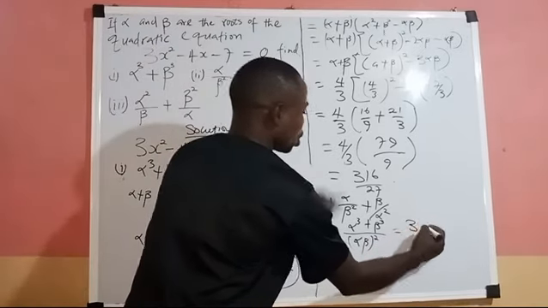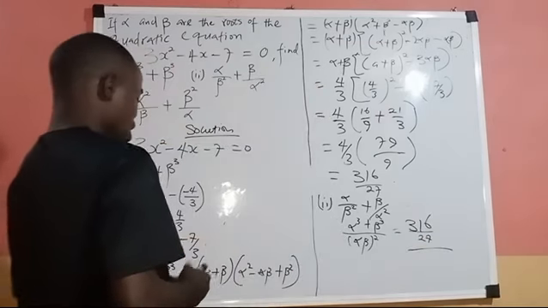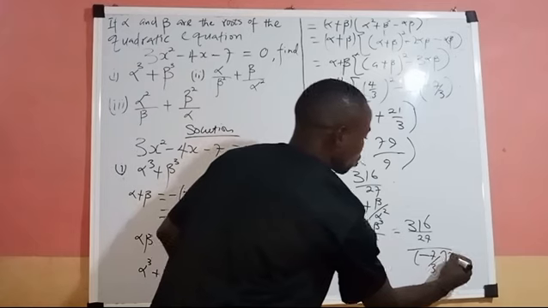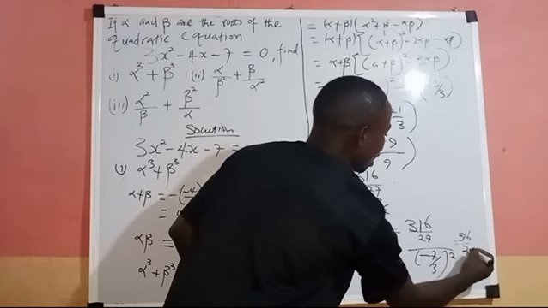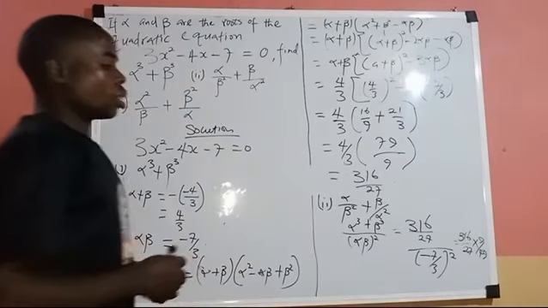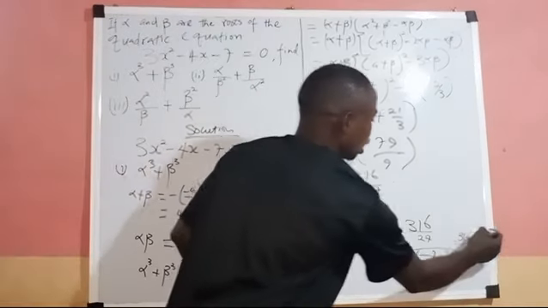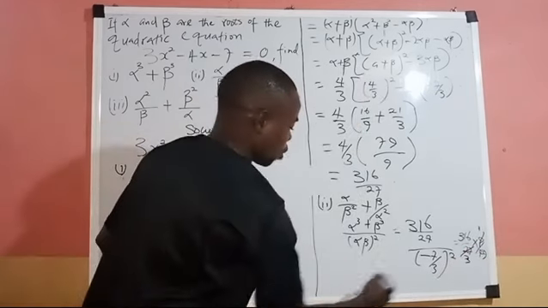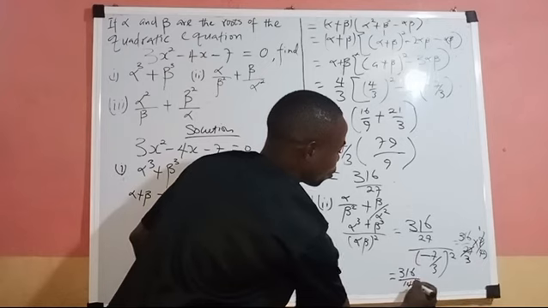So we'll just write this 316 over 27, and then divided by alpha times beta, which is minus 7 over 3. But in this case, it is having a square, so we'll put it right there. So if you evaluate this further, you'll have 316 over 27 times 9 over 49. That's what we have there, and of course you can simplify that further to have your answer. 9 can divide itself here 1, and then you can also divide here to have 3. So if you simplify that, your final answer is 316 divided by 147.